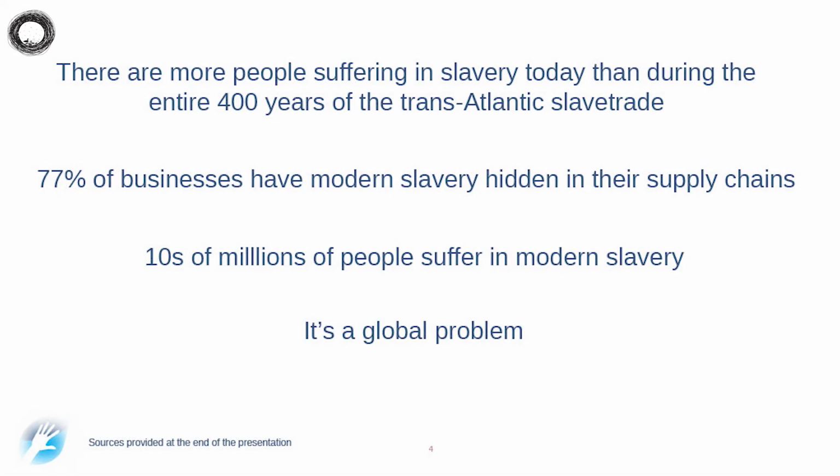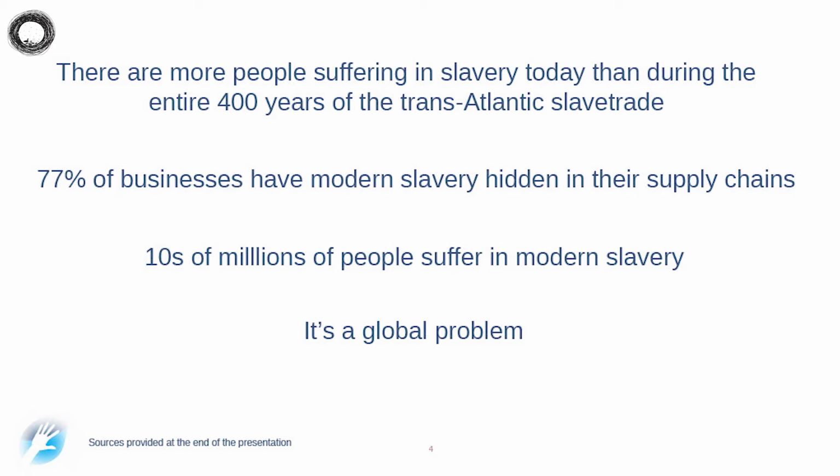And we've just got a few key points. We're still talking about the issue here. There are more people suffering in slavery today than during the entire 400 years of the transatlantic slave trade. So that's a pretty big message. 70% of businesses have modern slavery hidden in their supply chains. Another big message. Tens of millions of people suffer in modern slavery. It's a global problem. So, 4 key points.